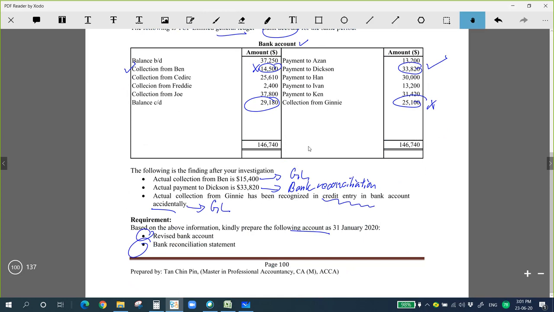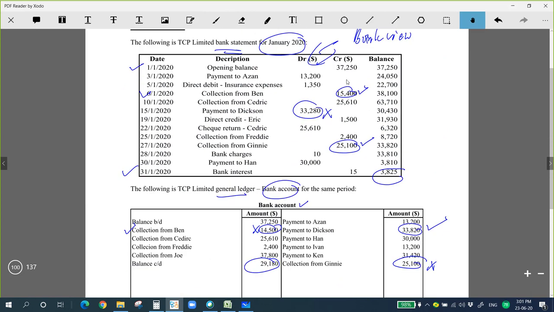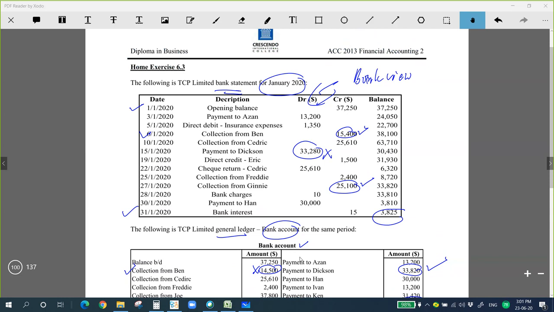And we are not yet finished. Now we are trying to match the bank statement with the bank account. Opening balance is 37250. This is matched with our bank account opening balance. So strike through, no adjustment required. Payment to Azan 13200, payment to Azan 13200. So this is the correct entry, and we can strike through as well. For a correct entry, we are not required to do the adjustment again.